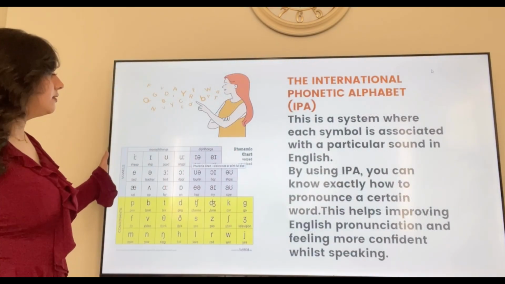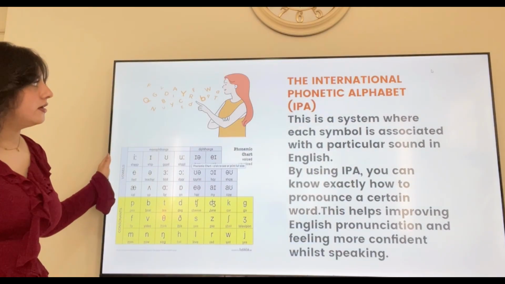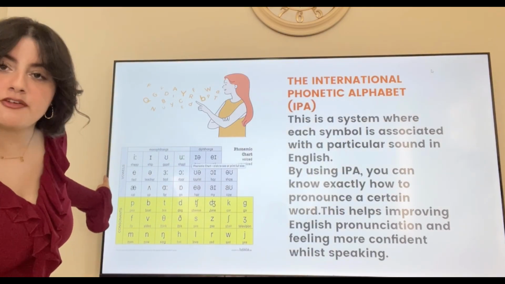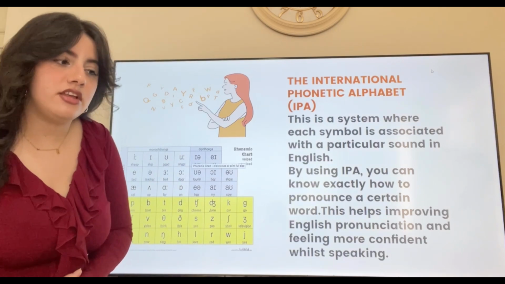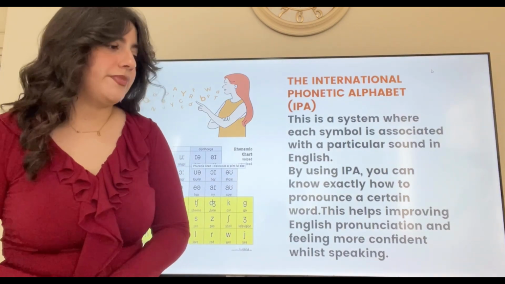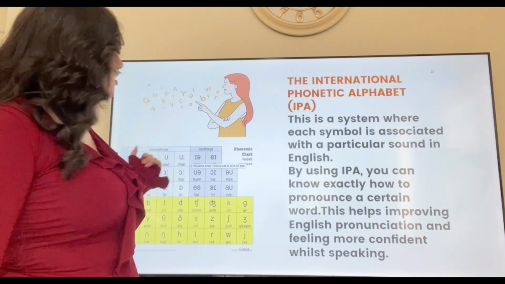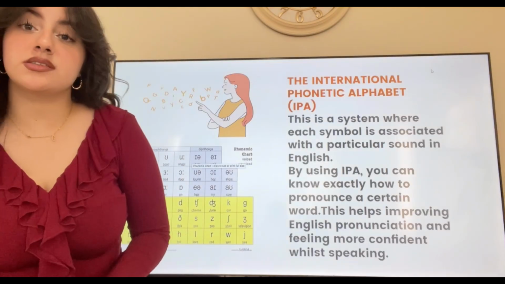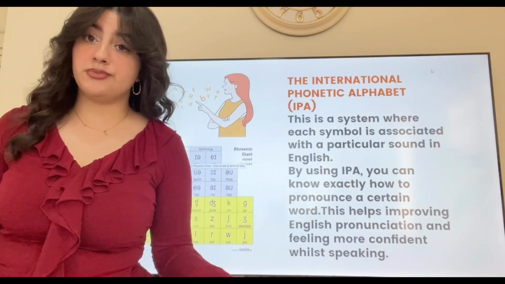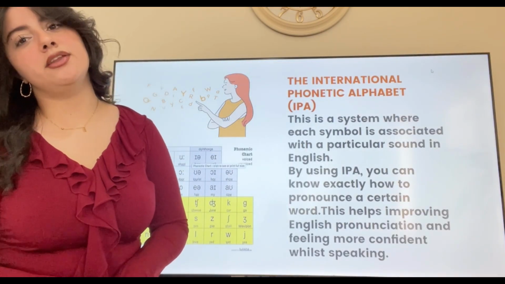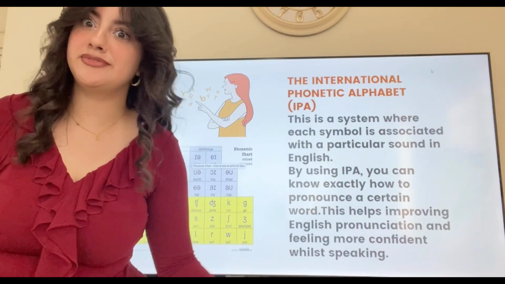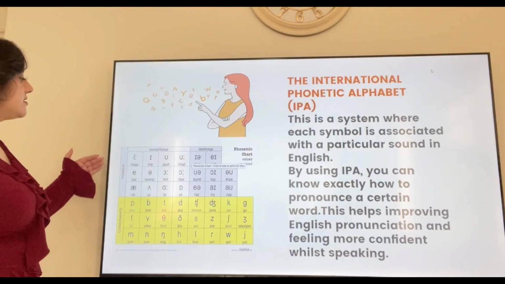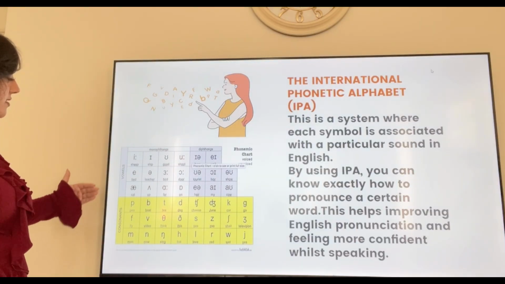As you can see here, this is a phonemic chart. This is called the International Phonetic Alphabet. This is a system where each symbol is associated with a particular sound in English. By using this chart, you can know exactly how to pronounce a certain word, and this helps improving your English pronunciation and feeling more confident when you're speaking to another person or yourself. As you can see, we have vowels and consonants.